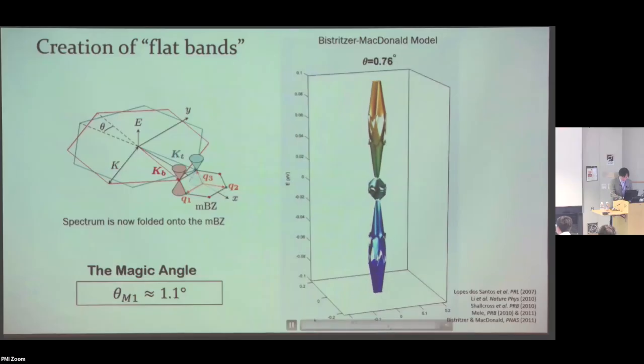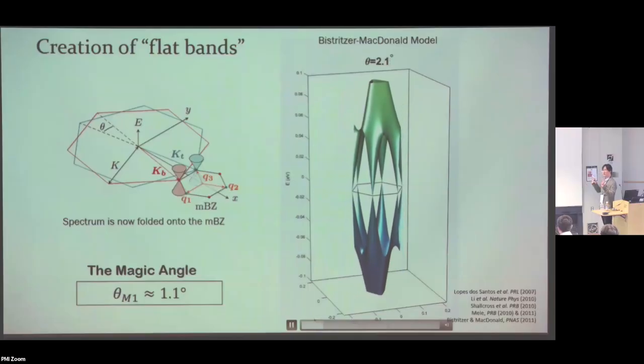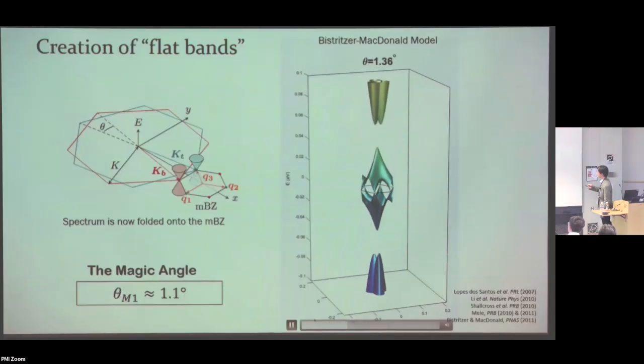So let me just play this again. At large angle, you're seeing these two sets of cones that are just from the two layers of graphene, but at small angles, they start intermingling, and eventually at this magic angle, it becomes a flat band.